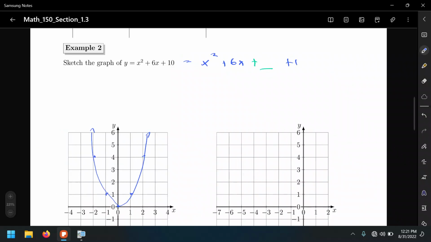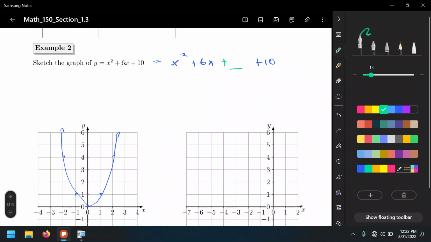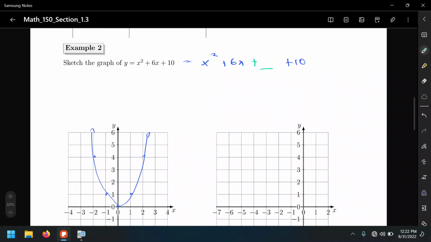And then plus 10. But the thing is, if I add a number to complete the square, I would be altering the integrity of the original expression. So we cannot just add a number. If we add a number, we need to do the opposite as well, which is to subtract that number.